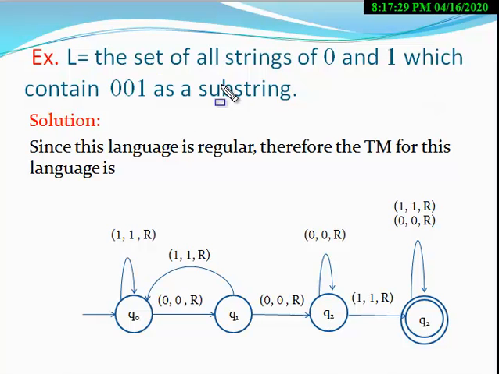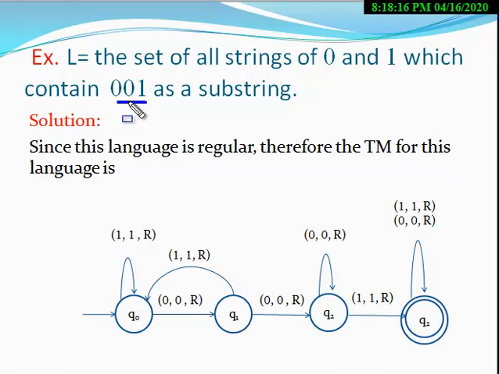Here L is the set of all strings of 0 and 1 which contain 001 as a substring. In this language, the strings are of 0 and 1 and contain 001 as a substring. So now we discuss the procedure to construct a DFA for this language. First you have to construct a DFA corresponding to the string 001.